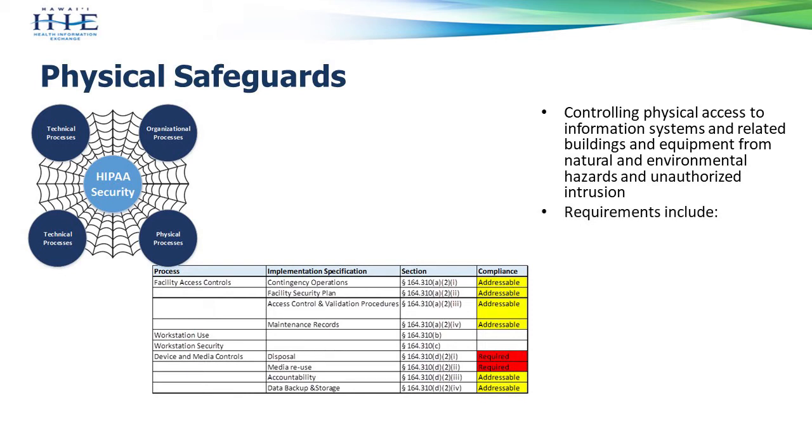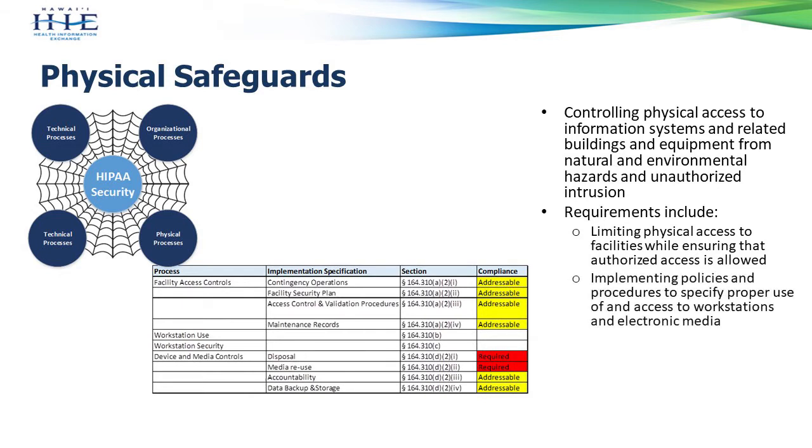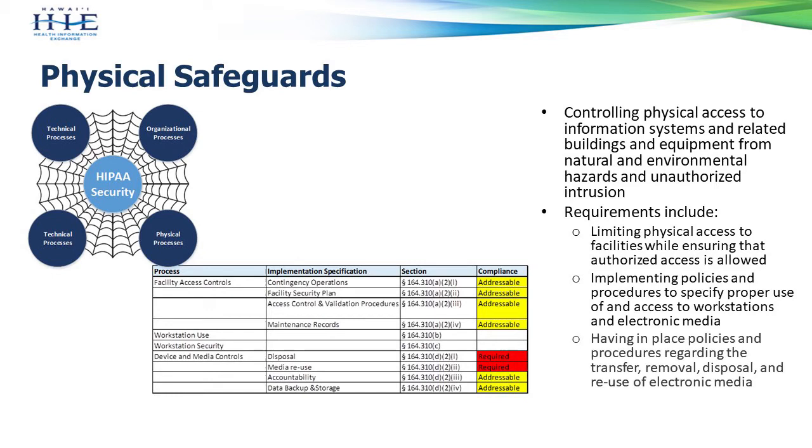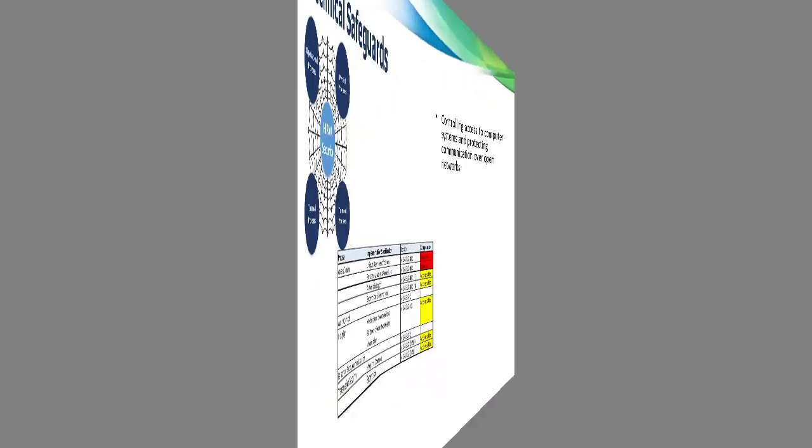Key requirements include limiting physical access to facilities while ensuring that authorized access is allowed. Implementing policies and procedures to specify proper use of and access to workstations and electronic media. And having in place policies and procedures regarding the transfer, removal, disposal, and reuse of electronic media.